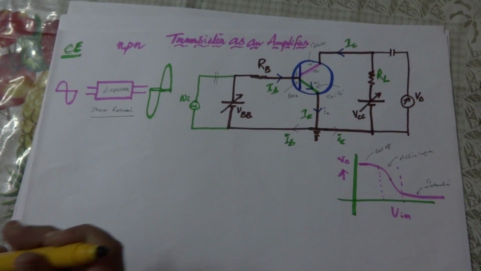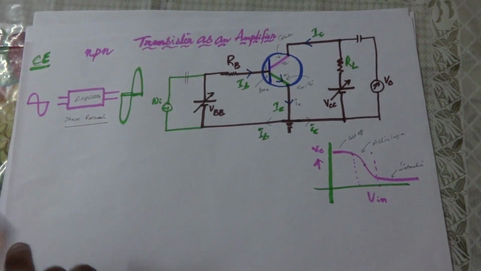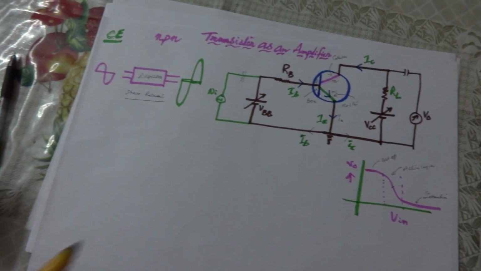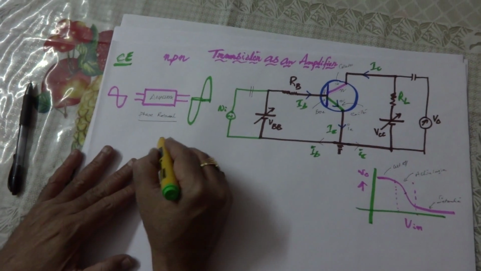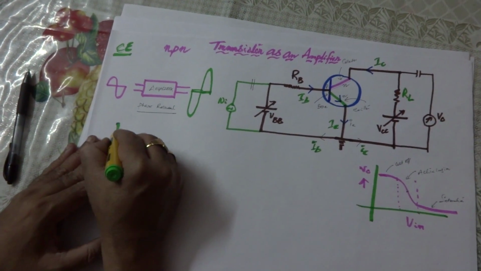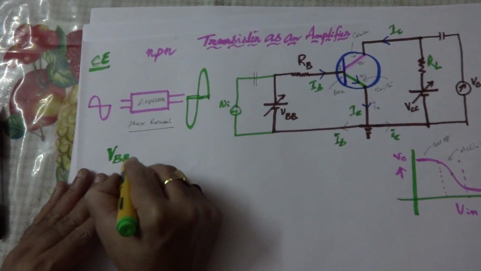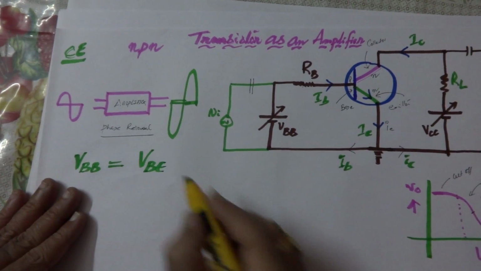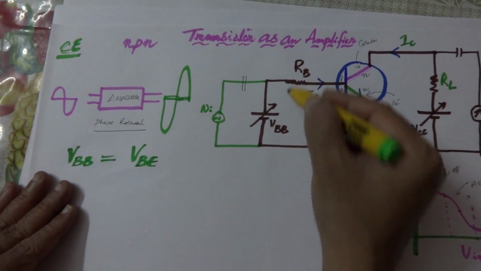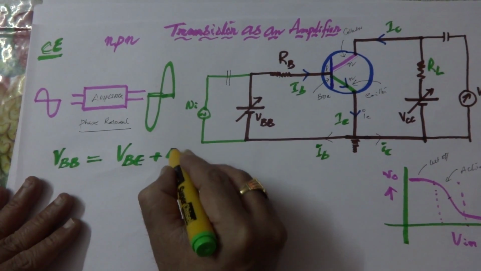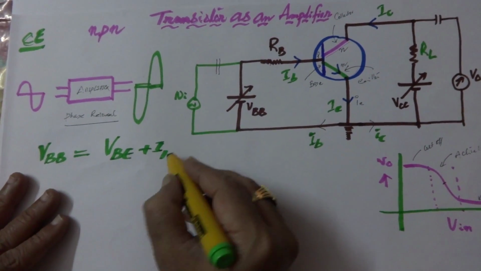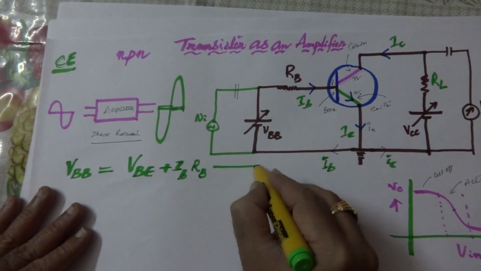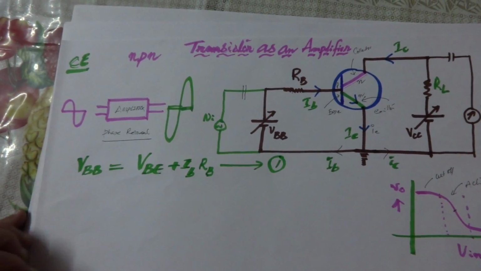Okay, now let us write some of the basic equations that are related to the circuit. Suppose the input signal is not supplied, that means Vi is simply 0. In that case, according to Kirchhoff's law, VBB must be equal to VBE, which is the voltage between base and emitter, plus the potential drop across the RB. This is one important equation.